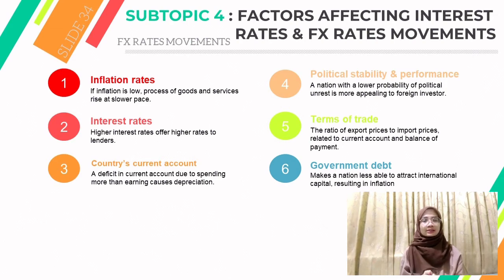The third one is the country's current account. This account reflects the balance of trade and earnings on foreign investment. It consists of the total number of transactions. The balance of payments in a country can cause fluctuation in the exchange rate of its domestic currency.